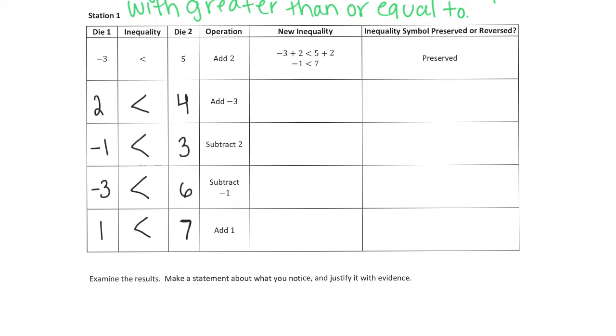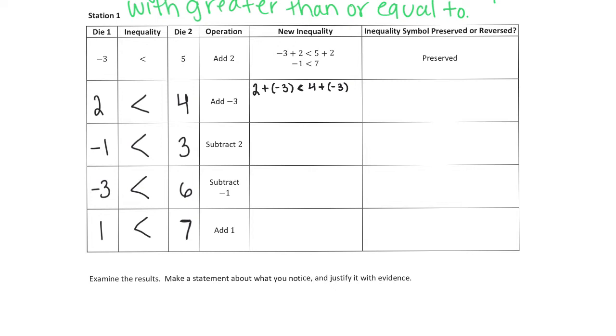So now let's look at our new inequalities. Here, our new inequalities are going to be combined with our operation. So our operation here is add negative 3. So we're going to add negative 3 to both sides of our inequality. So I have 2 plus negative 3 is less than 4 plus negative 3.